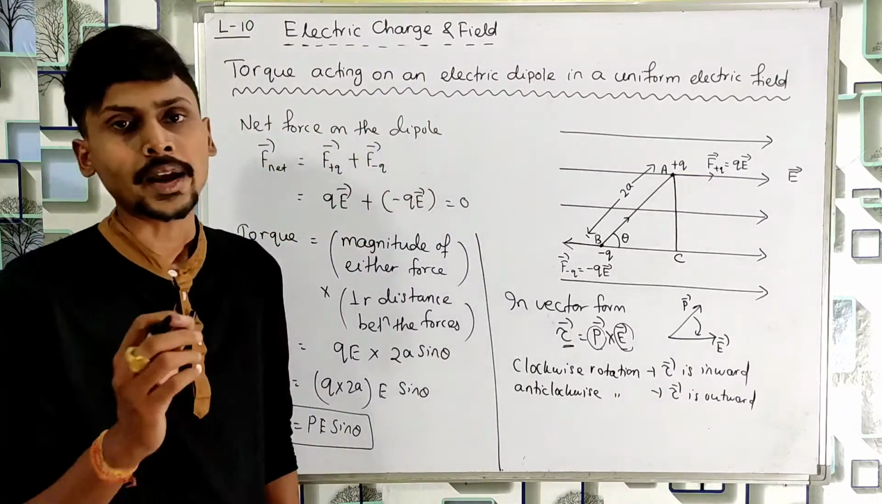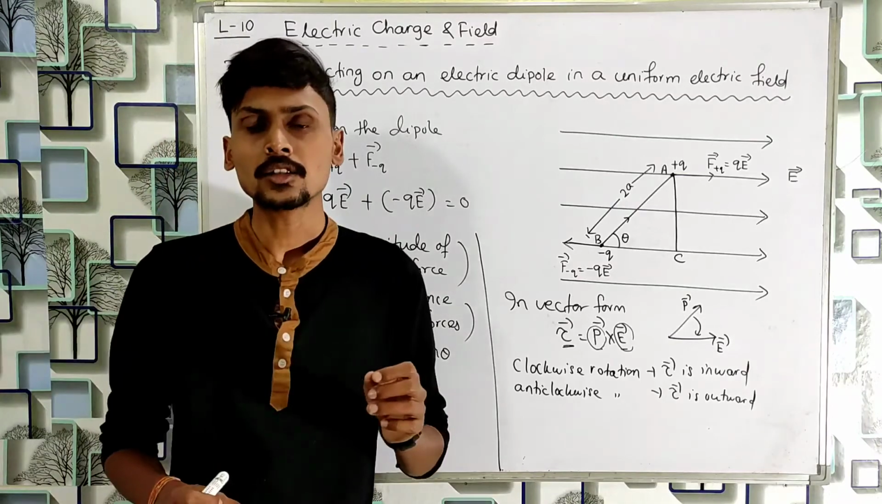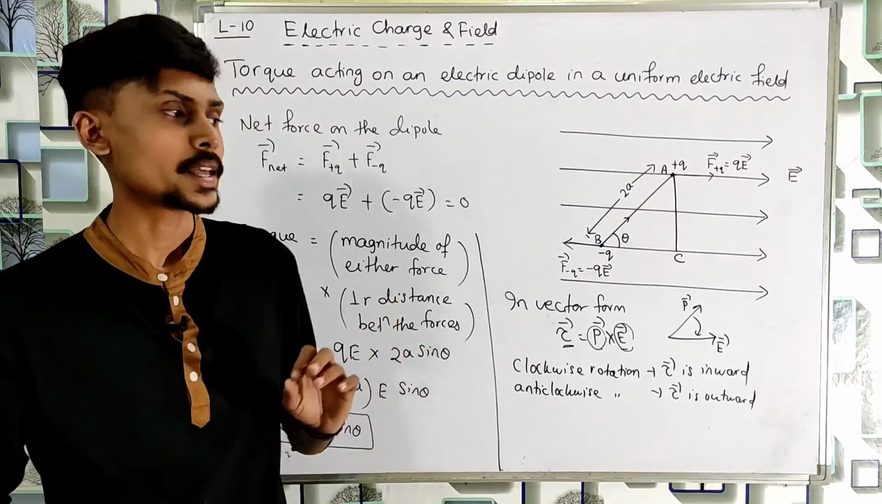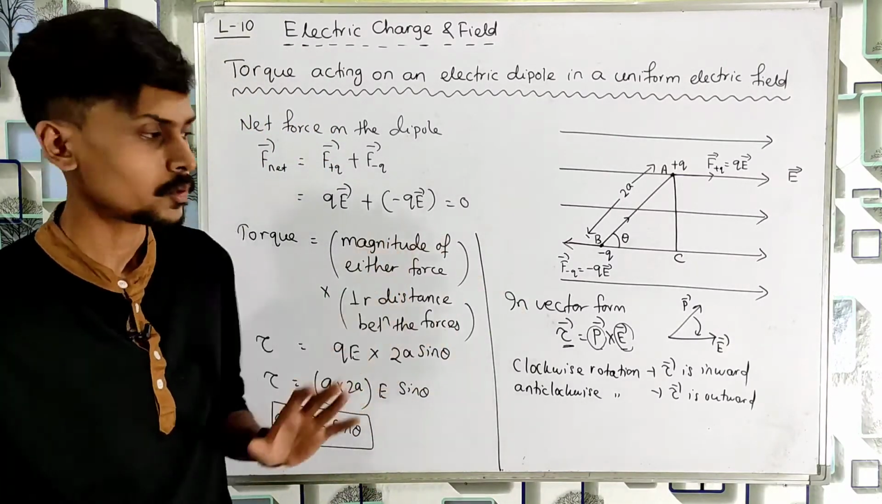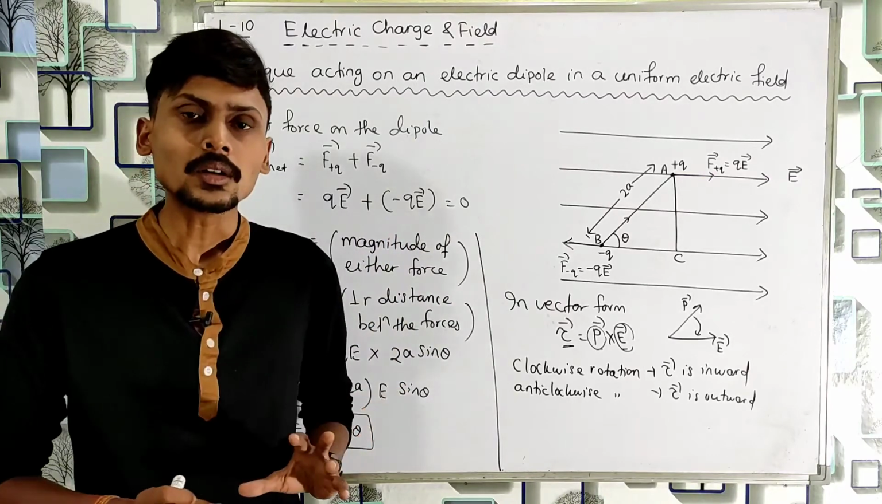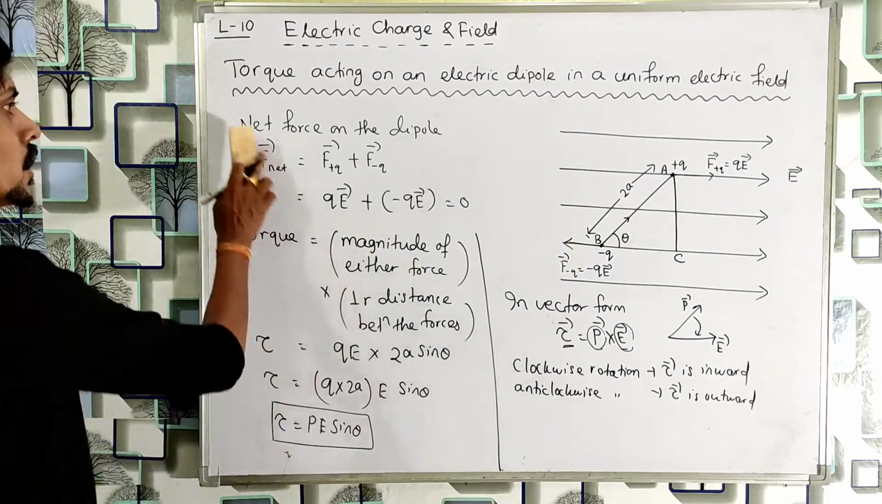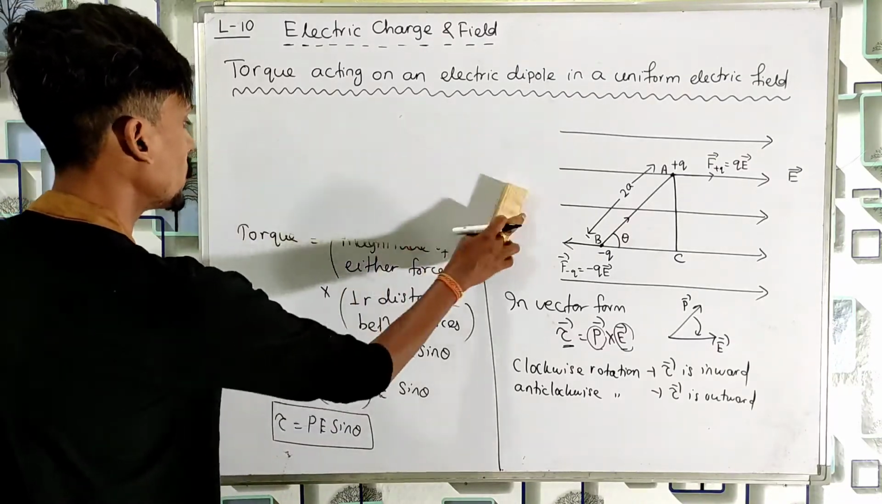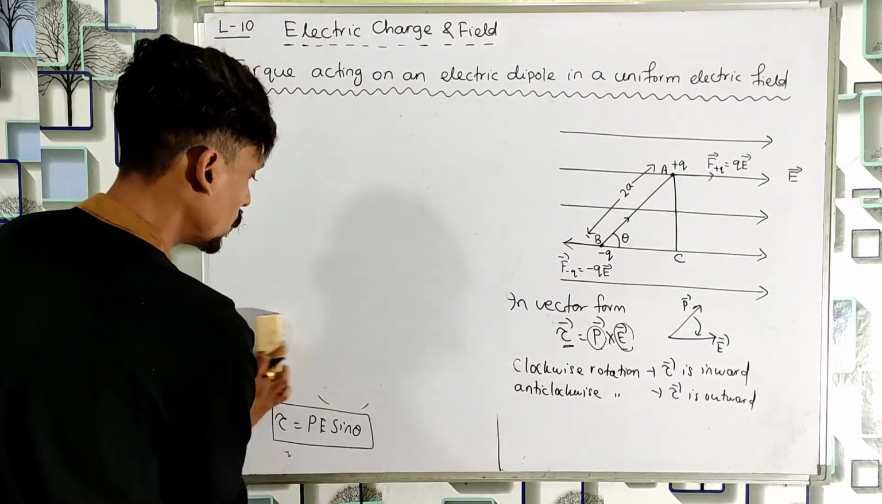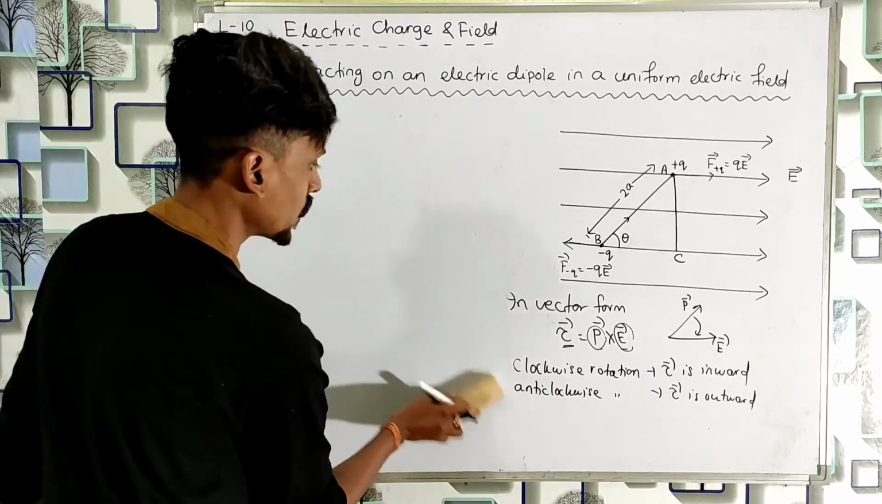So you can use the right hand screw rule or right hand thumb rule to determine the direction of the torque acting on the dipole. So this is all about the torque on an electric dipole which is placed inside a uniform electric field. Now we will discuss some special cases.